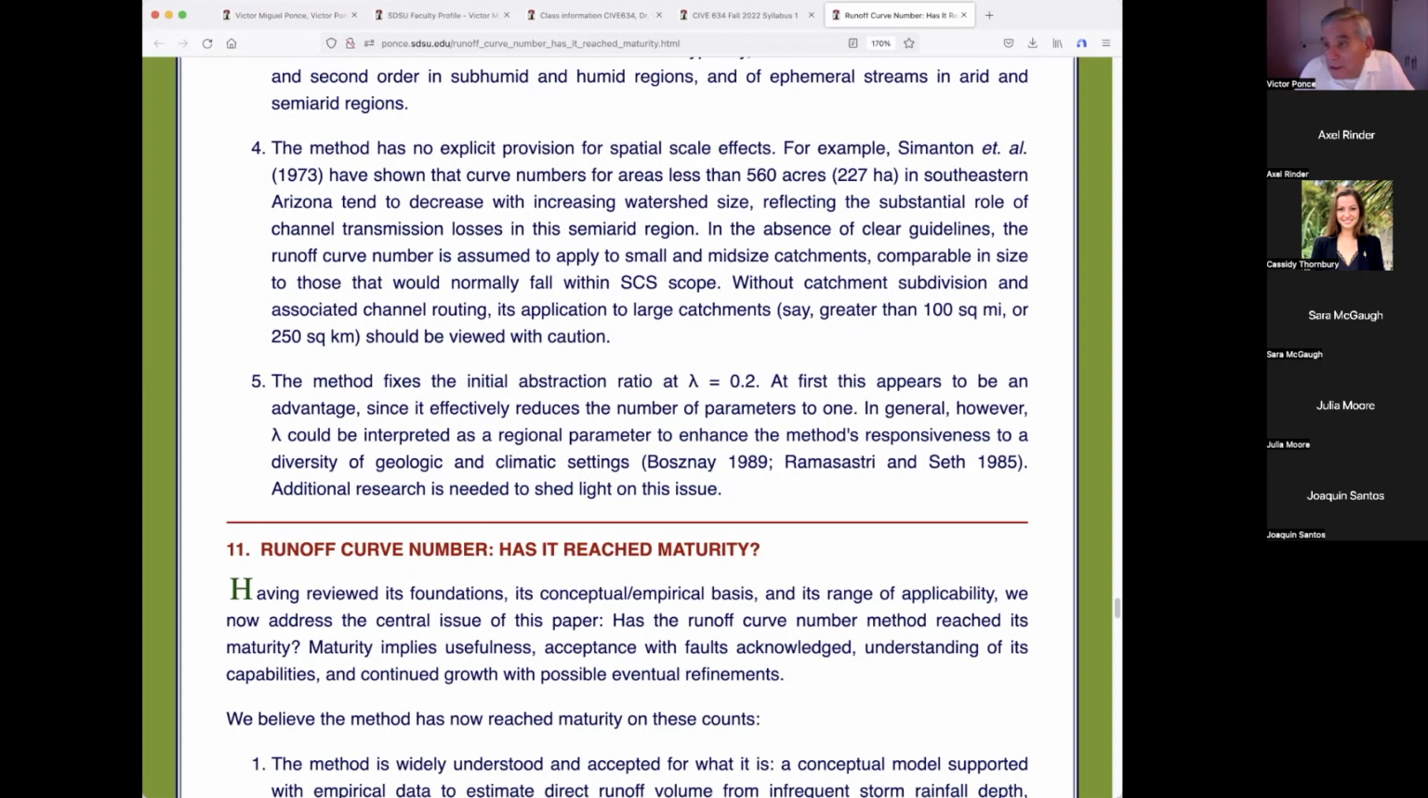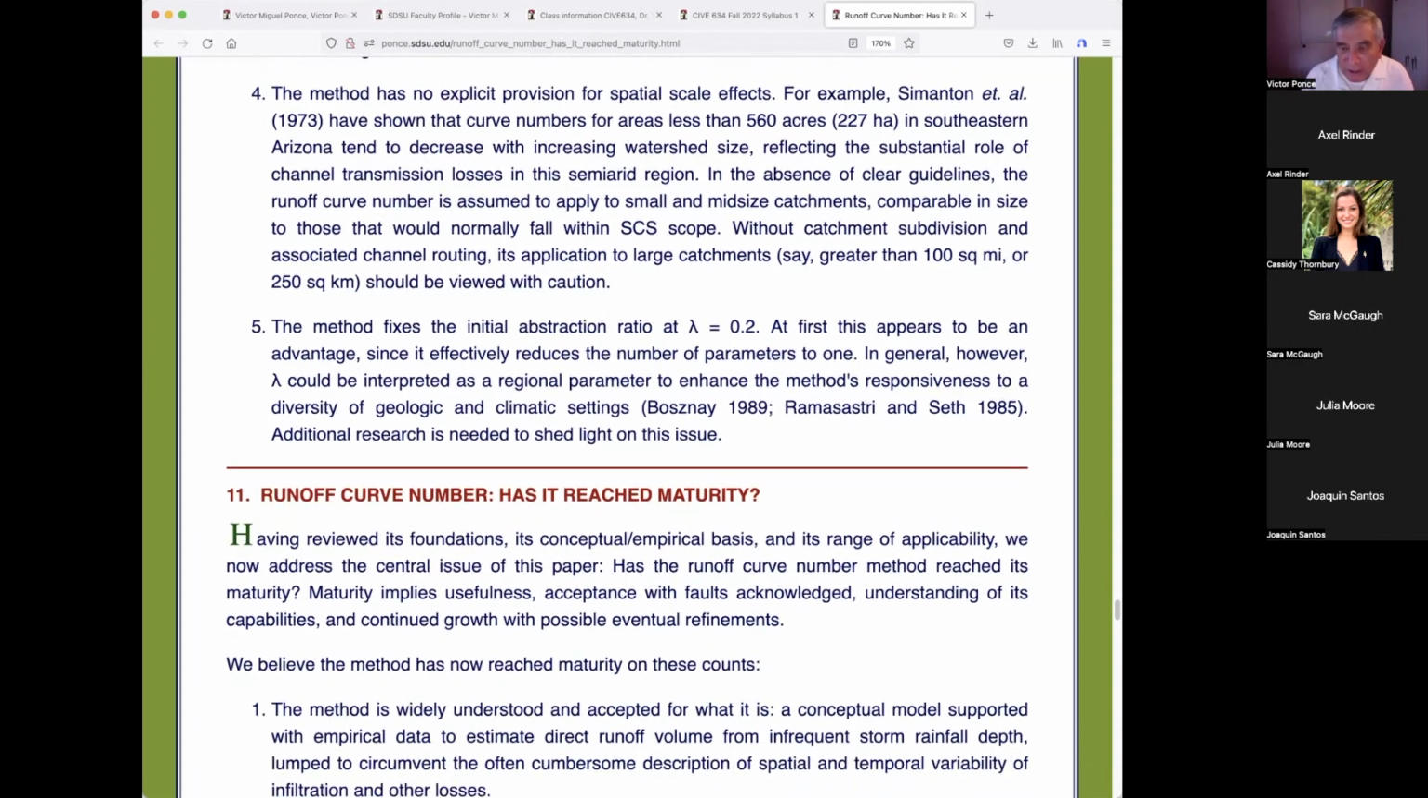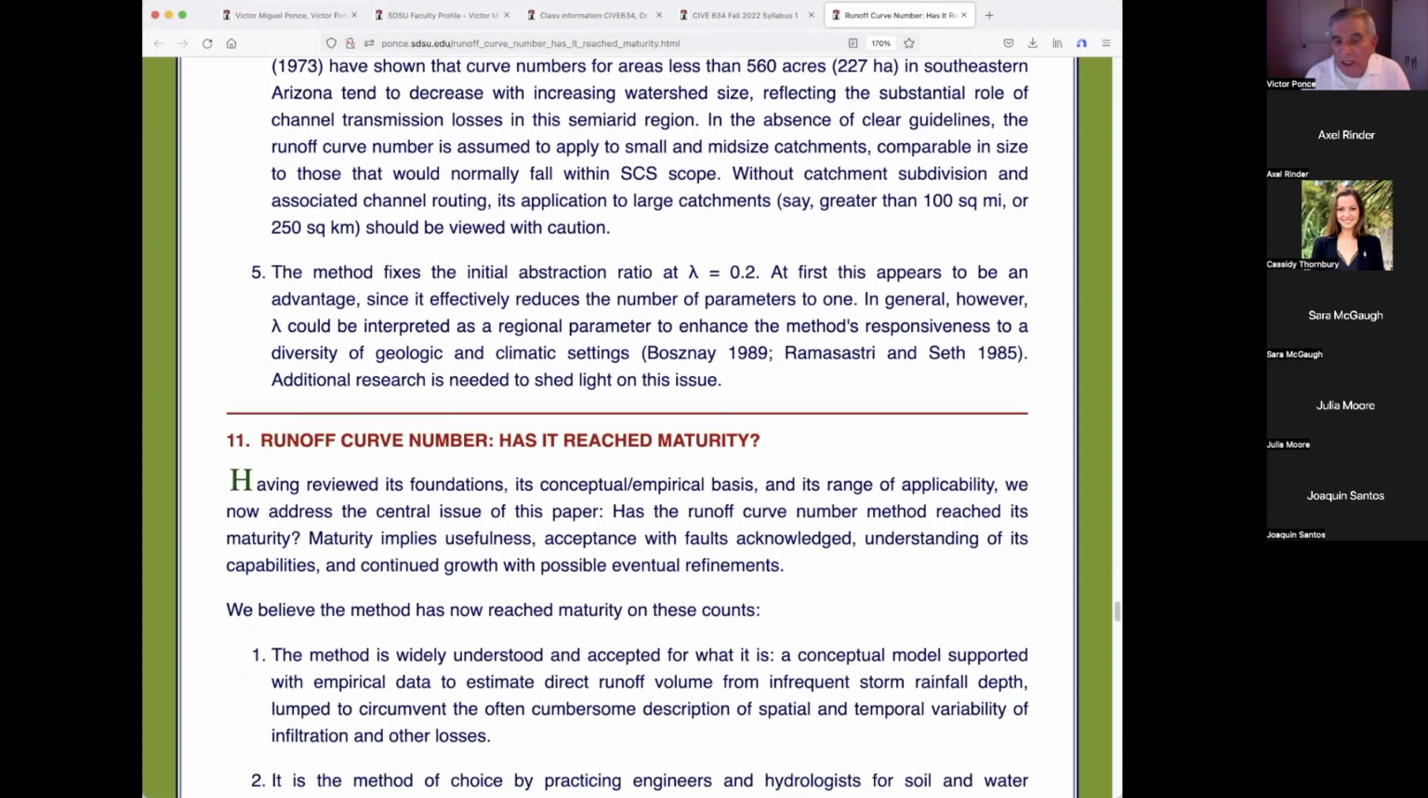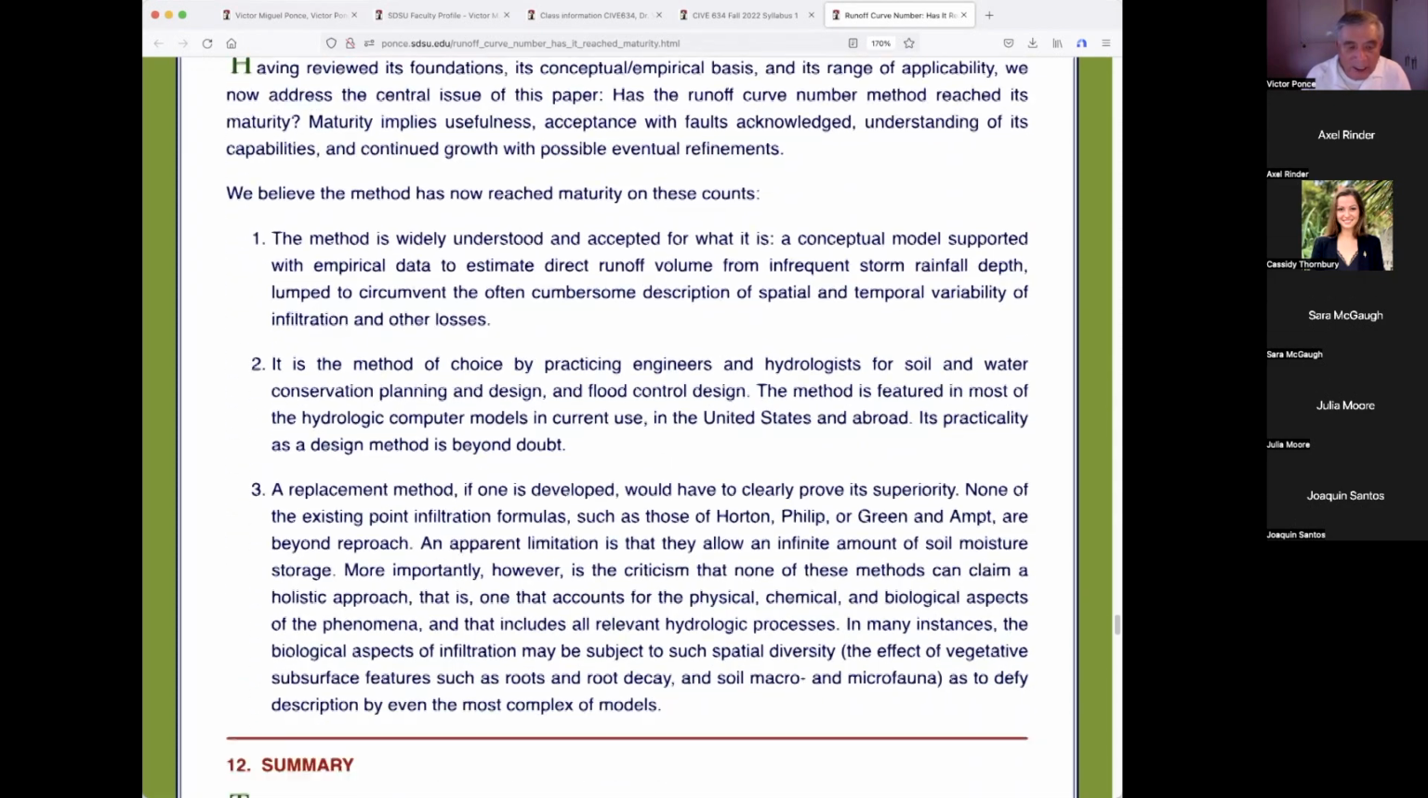Why? Because the Soil Conservation Service was in the upland, working with the ranchers and the farms. There's no way they could have been called to do an analysis for 400 square miles. As a matter of fact, Marcus said they went up to 10 square miles, and even 10 square miles was stretching it a little bit. Okay? The method fixes the initial abstraction at 0.2. At first, this appears to be an advantage. In general, however, lambda could be interpreted as a regional parameter to enhance the method's responsiveness for a diversity of geologic and climatic settings. Has it reached maturity?